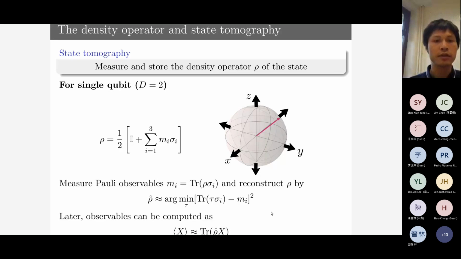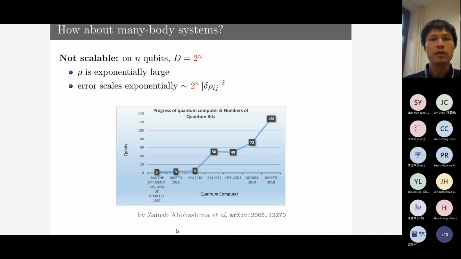So, with the density operator, you can do any sort of analysis you want to do. For example, if you want to compute a certain observable X, you simply insert this density operator, which you estimated, put it in there, and compute X. So you can analyze anything you want to analyze. However, this is not scalable.